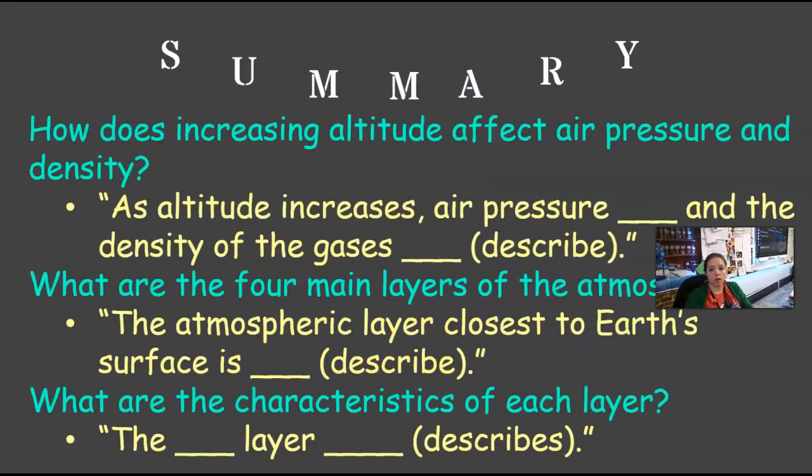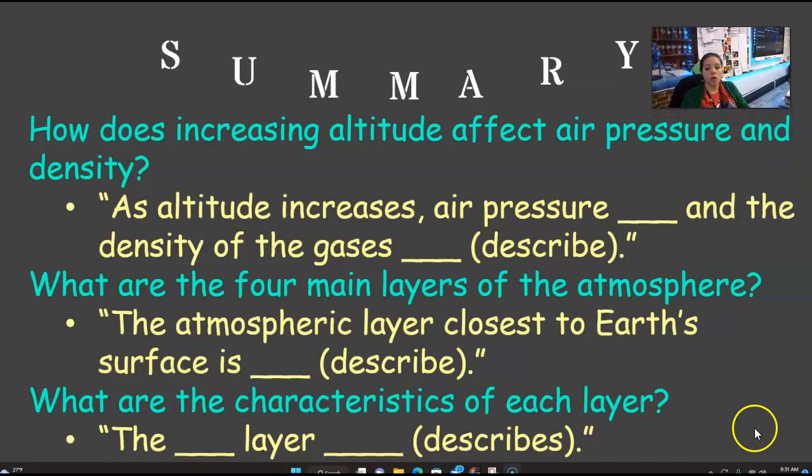All right, let's flip to the summary, back to page 5. How does increasing altitude affect air pressure and density? As altitude increases, air pressure decreases and the density of the gas decreases. What are the 4 main layers of the atmosphere? The atmospheric layer closest to the Earth is the troposphere. Then you have the stratosphere, then the mesosphere, then the thermosphere. My bad.